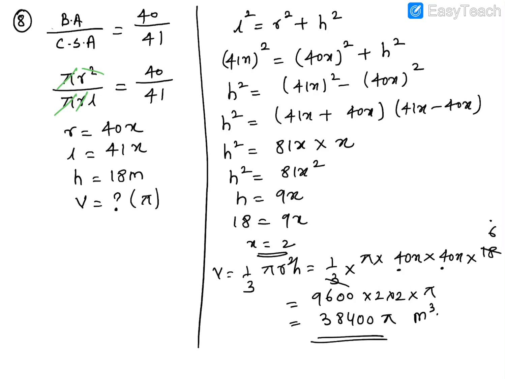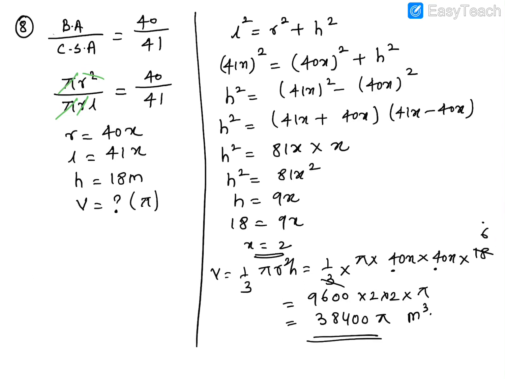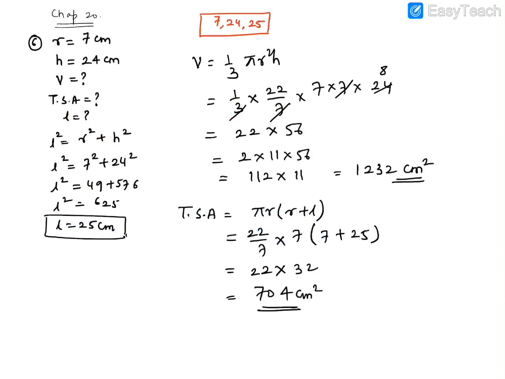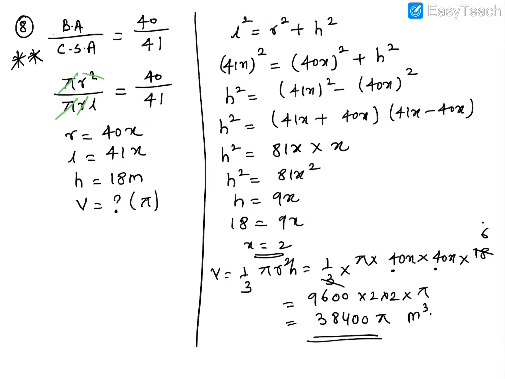So guys, the problem number 8, this one is a 2-star problem. The previous problem that we did, 7th one, that's a 1-star problem. And the problem which we did before this, 6th one, that's a CB, confidence booster. Okay, now guys, next problem, number 9.